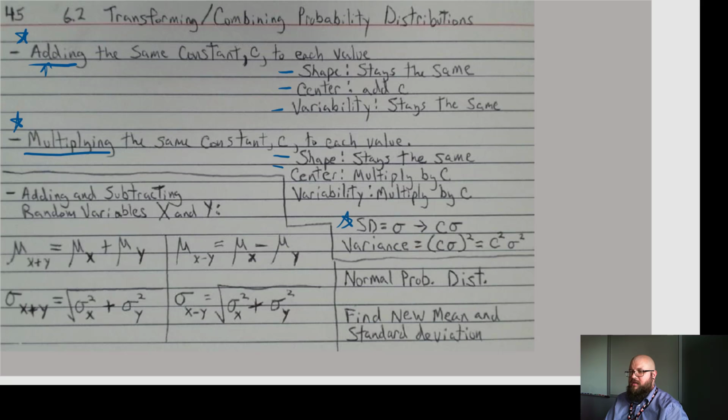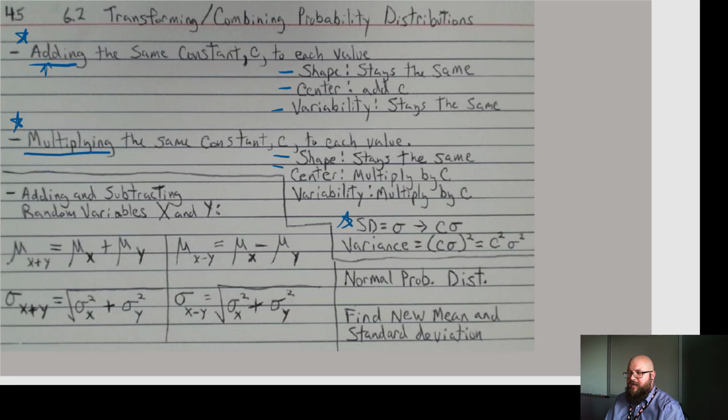So again, with adding, shape stays the same. Your center, your mean value is going to stay the same. Oh, I'm sorry, you're going to add the constant, I apologize. You add the constant value that you added to it. And the variability, your standard deviation, will stay the same as well.